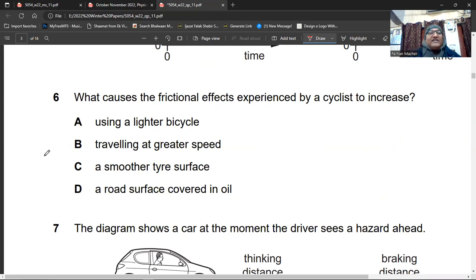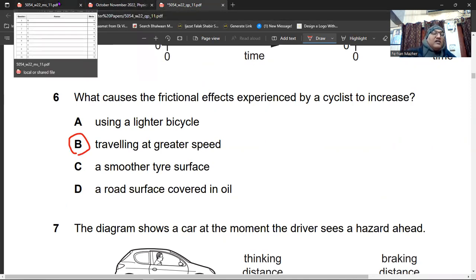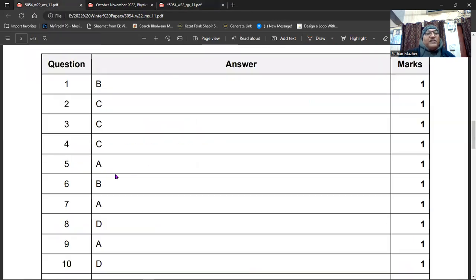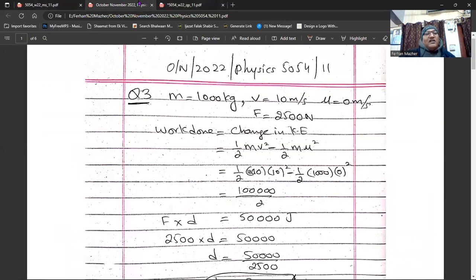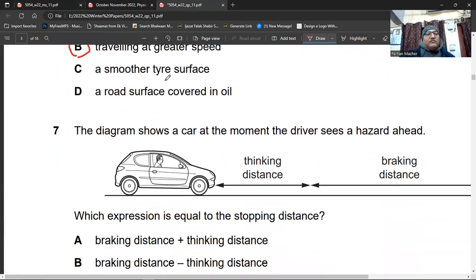A smoother tire surface, that will decrease the friction. A road surface covered in oil, that will also decrease the friction between the tire and the road. So the best answer is, I think, B, because when you travel at a faster speed, you will experience the effect of the air resistance, which is a friction. So I think question number 6, B is the right choice.